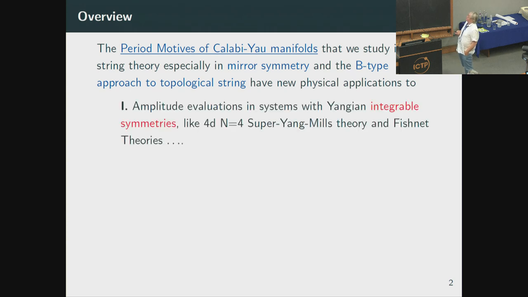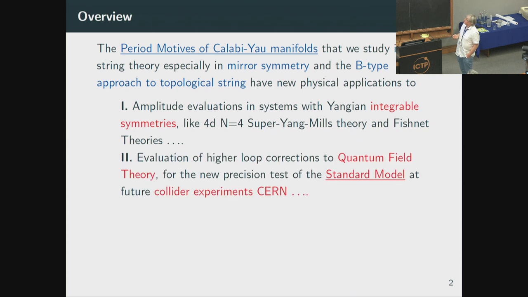And I organize the talk in the following way. The first is amplitude evaluation in systems with Yangian integrable symmetries. That comes basically from N=4 super Yang-Mills theory and has been formulated in a simpler fashion in fishnet series. And then the next thing is evaluation of amplitudes, of Feynman graphs, in generic quantum field theory, no supersymmetry implied here. And that is, so to say, important for new precision tests, maybe at collider physics.